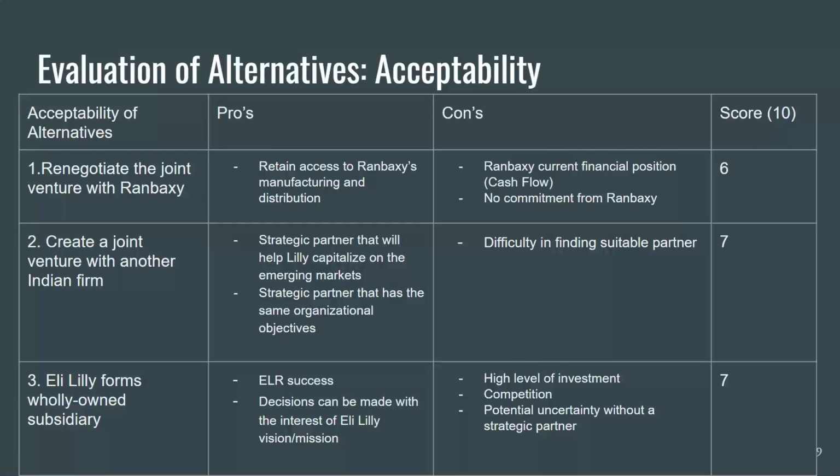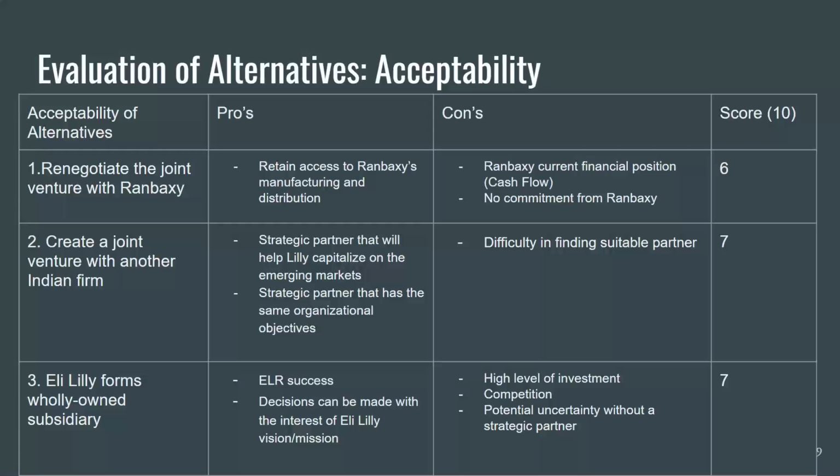The acceptability of alternatives is concerned with whether the expected performance outcomes of the alternatives meet the expectation of stakeholders. Therefore, regarding Alternative 1, renegotiating the current joint venture allows for Lilly to retain access to manufacturing and distribution support for their drugs, which aligns with their current organizational objectives. However, due to Ranbaxy's current cash flow issues and non-commitment to the joint venture, this increases the risks of this alternative. Because of their cash flow issues, Ranbaxy is expected to divest from the joint venture and invest their part in their growing portfolio of generics businesses in international markets.